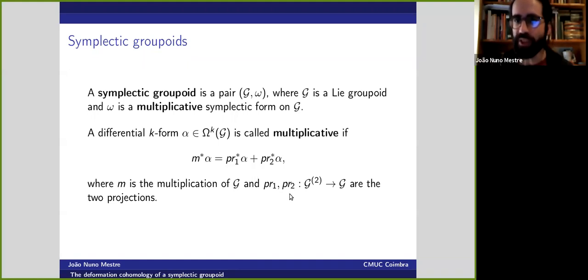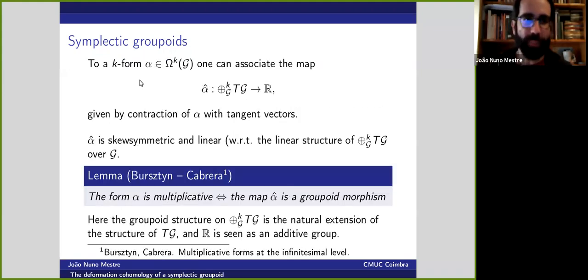This is a standard definition of multiplicative forms, but we can skip it if anyone is not familiar, because we'll use an alternative definition which is more suitable to our work, which is the following. Whenever we have a differential k-form, we can associate to it a map that simply takes k tangent vectors and contracts them with the form and gives a real number. This map, because this was a differential form, will be a skew-symmetric map, and it will be a linear map with respect to the structure of the sum of the tangent bundle of G over G.